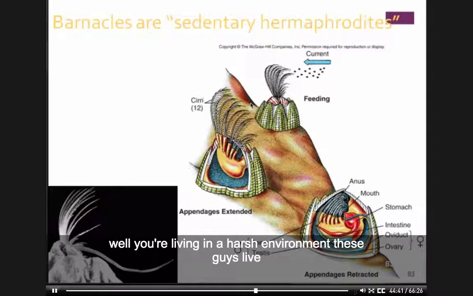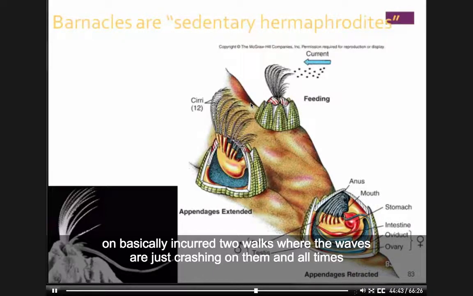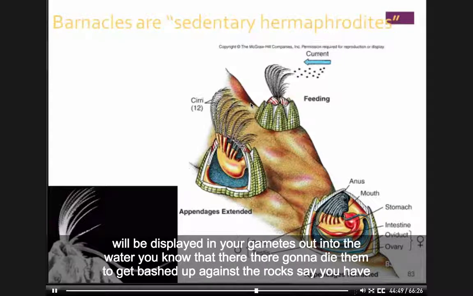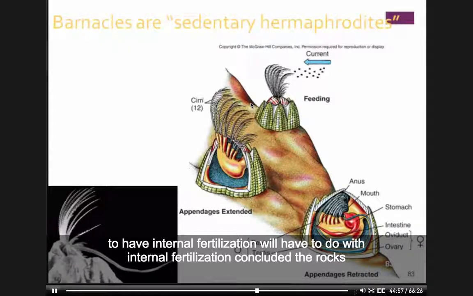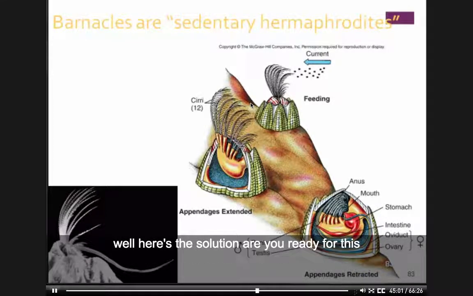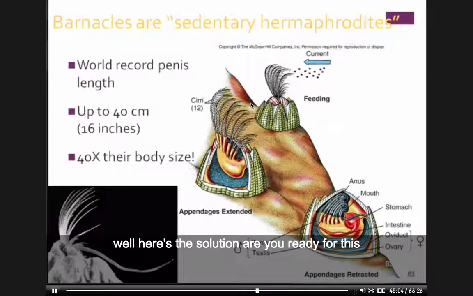Well, you're living in a harsh environment. These guys live basically anchored to rocks where the waves are just crashing on them at all times. Well, if you're just spreading your gametes out into the water, they're going to die. They're going to get bashed up against the rocks. So you have to have internal fertilization. Well, how do you do internal fertilization if you're glued to the rocks? Well, here's the solution. Are you ready for this?